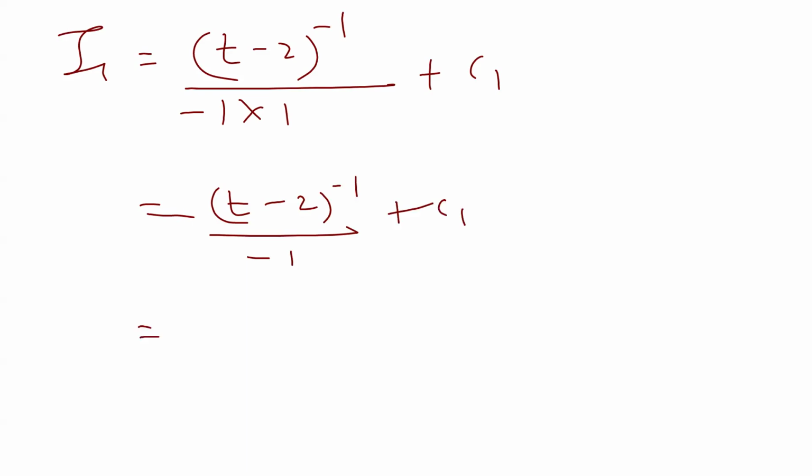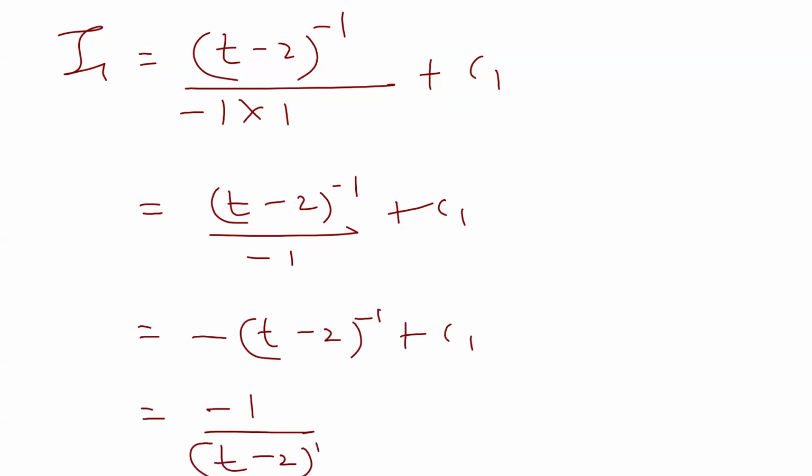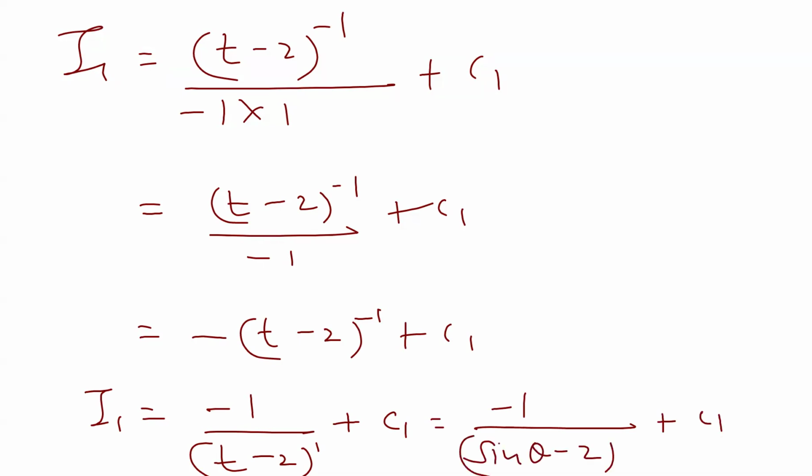Take this minus sign up in the numerator. So minus t minus 2 raised to minus 1 plus c1, which is equal to minus 1 upon t minus 2 raised to 1, plus c1. But then what is t? In the entire problem, we had taken sine theta as t. So this will be minus 1 upon sine theta minus 2 plus c1.